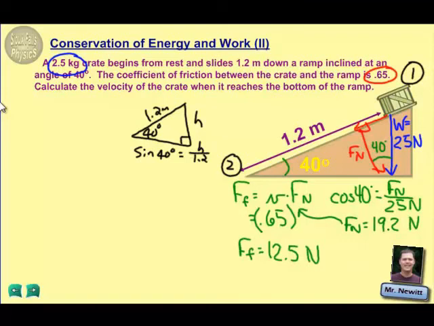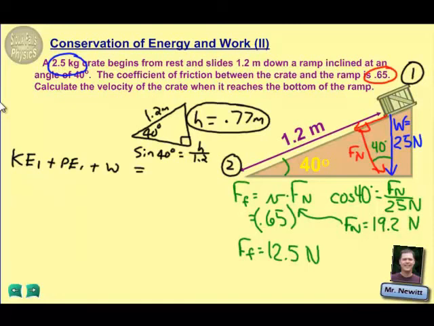And so I will get a height value of 0.77 meters. Okay, so again, that's going to come in important for me here as I calculate the potential energy that that crate has. Now, looking at our conservation of energy equation, again, we are going to say that the kinetic energy plus the potential energy plus any work that is done has to equal the kinetic energy plus the potential energy that we end with at the bottom of the ramp.